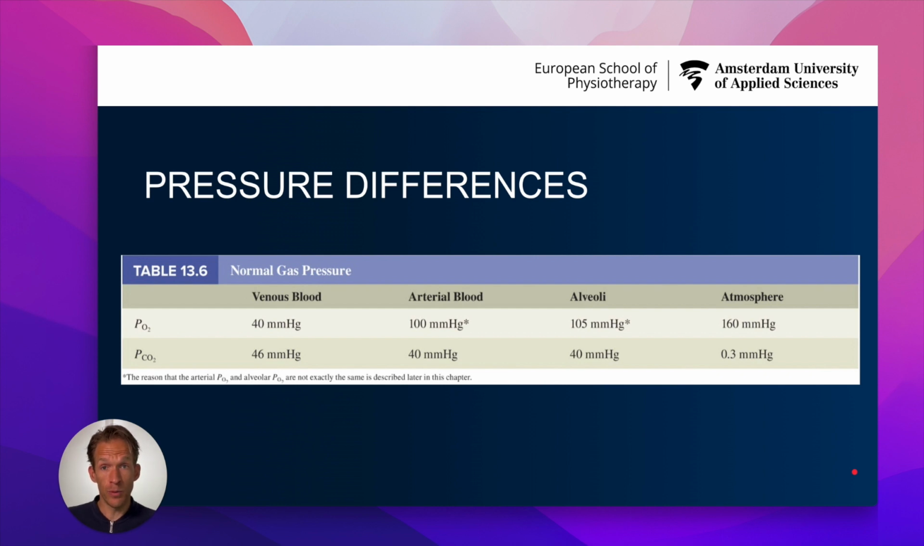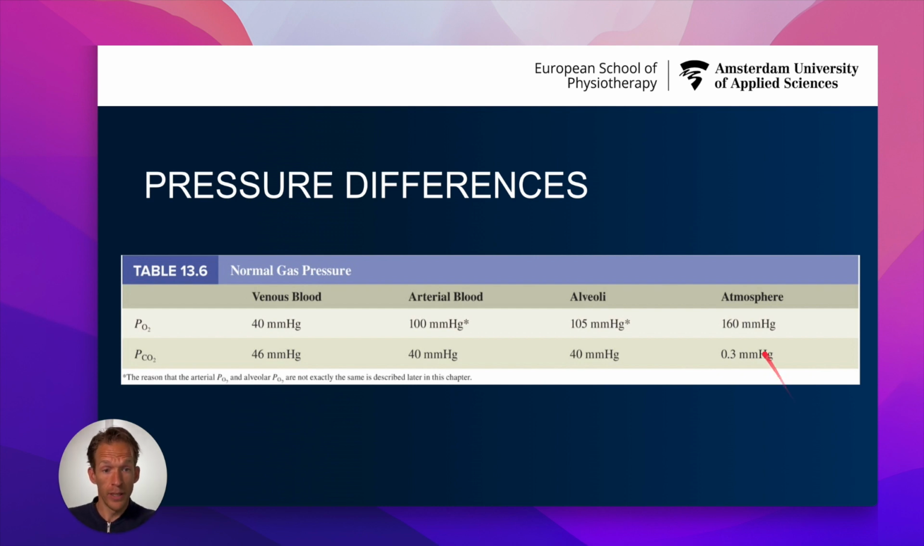Again, this is a table where I could say, please know your numbers. So for PO2 and PCO2, this table clearly shows you the different partial pressures, for example, for venous pressure, for arterial pressure, for alveoli pressure, and for atmospheric pressure.